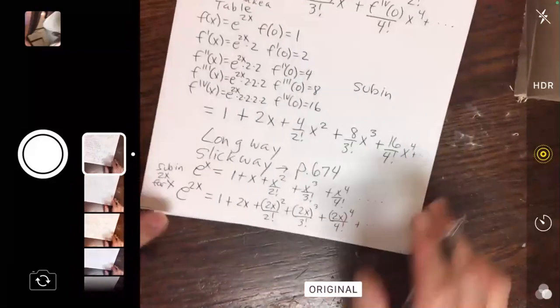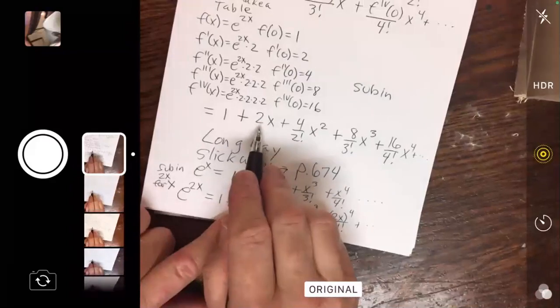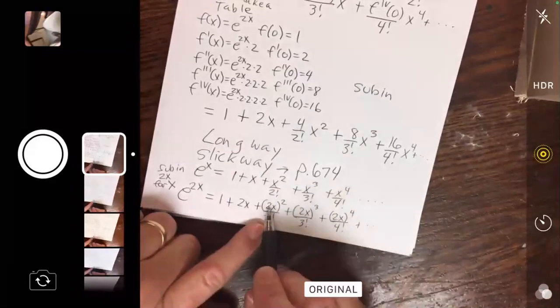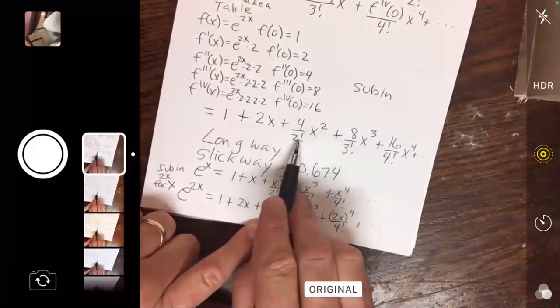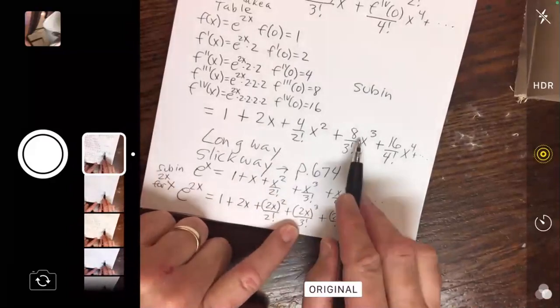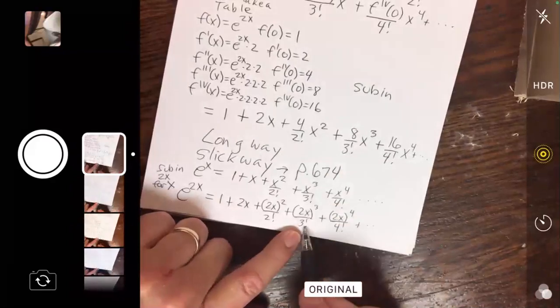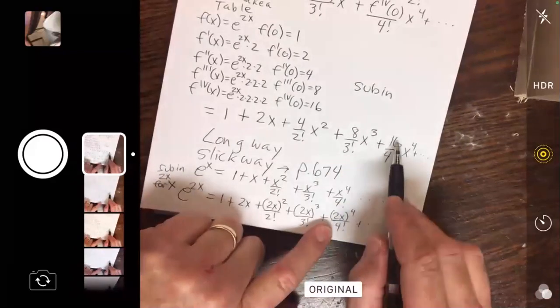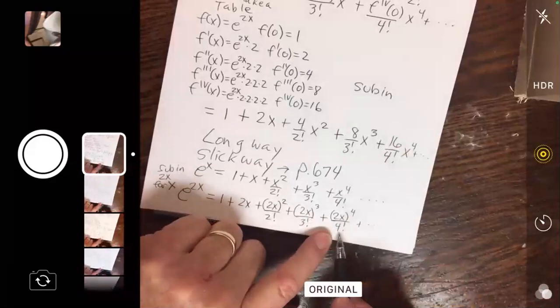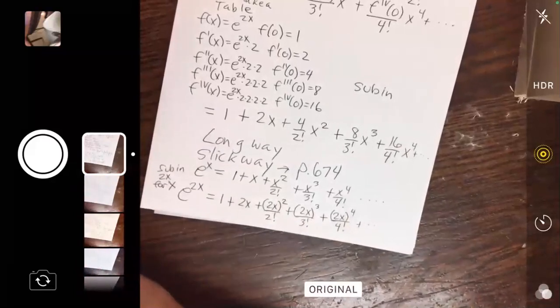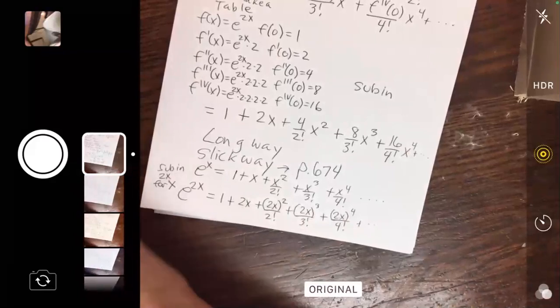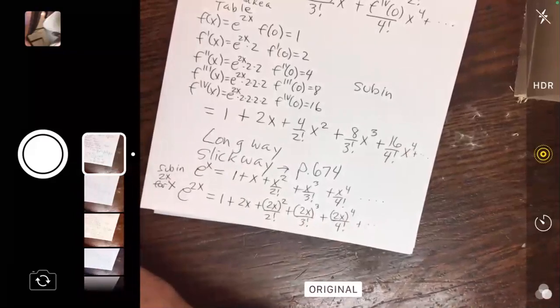Now, it might be a little tougher. The 1 plus 2x matches directly. See, 2 squared there, there's your 4x squared over 2 factorial. 2 cubed, that's your 8x cubed over 3 factorial. 2 to the 4th is 16, x to the 4th over 4 factorial. Do you see the match? I do. See how much quicker that is? Yeah, that's a lot easier.